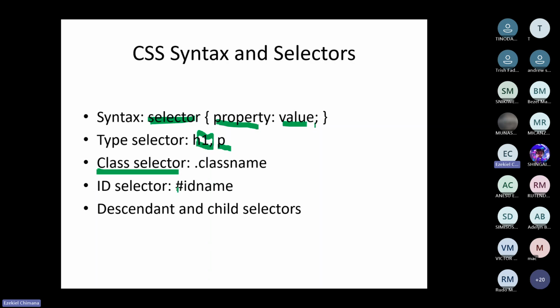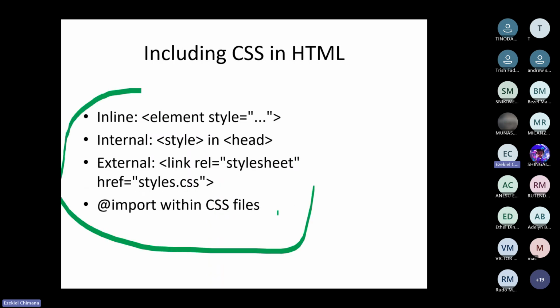Then the ID selector: if you're using an ID to select, you just say hash, then you put the ID name, and then you write whatever you want to do here. Then there are the descendant and the child selectors as well. We're not going to dive too deep into this.